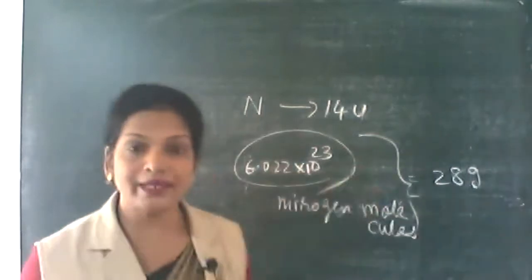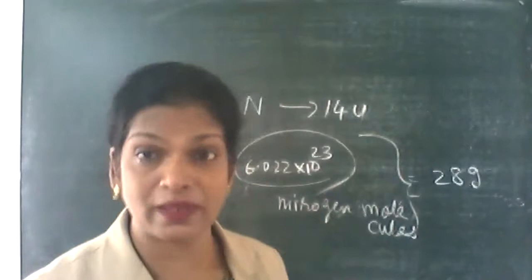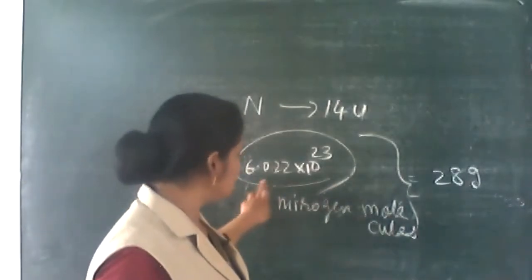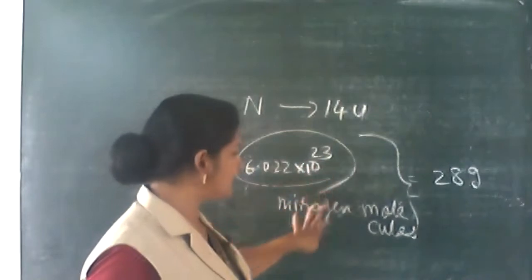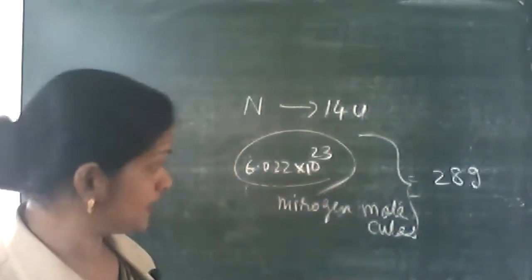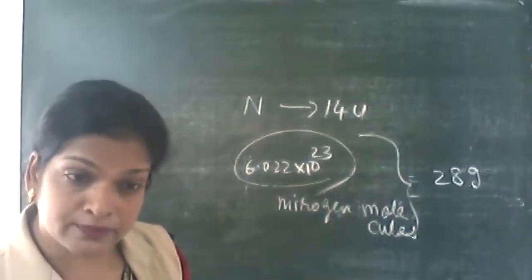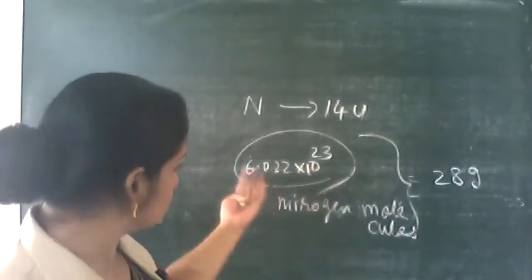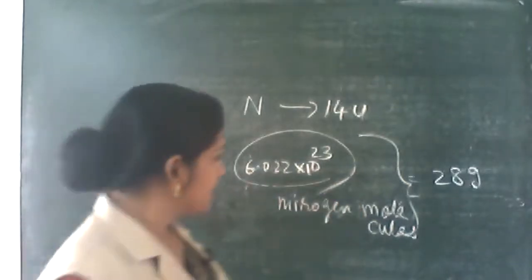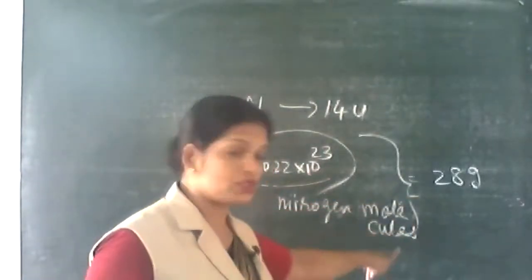What is meant by this? 1 dozen is 12. 1 mole is this much. So 6.022 into 10 to the power 23 nitrogen molecules have a total weight of 28 grams. So what is the weight of one molecule of nitrogen? This 28 divided by 6.022 into 10 to the power 23. We say this is the molar mass of nitrogen molecules.